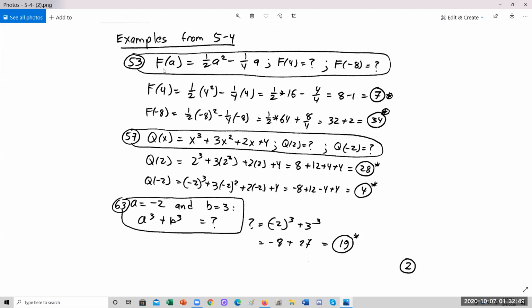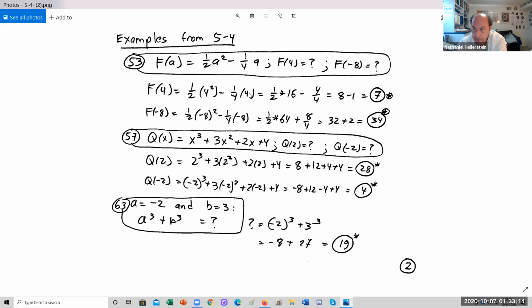Yes, let's do it. F of a, that's a polynomial in a. It's 1/2 a squared minus 1/4 a. That's its definition. What is f at 4? What is f at -8? For f at 4, we plug in a 4 everywhere there's an a, here and here. 1/2 of 4 squared minus 1/4 of 4.